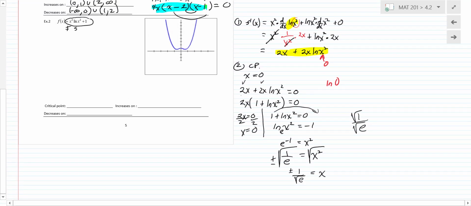Okay? So here's kind of what we have here. For our critical points, it looks like we have these things. We have 1 over root e. We have negative 1 over root e. Those are places where the derivative is 0. Then we also have 0 as a critical point right there. So we've got all of our critical points.